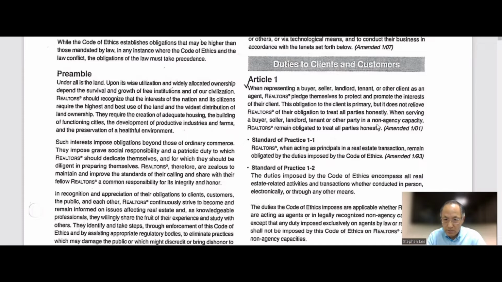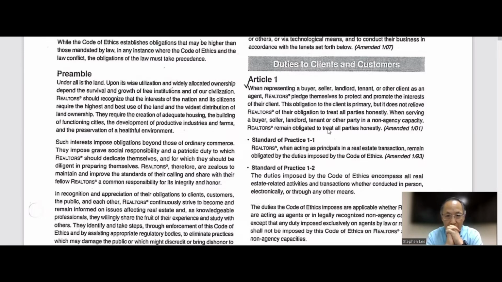But what is non-agency capacity? Well, an agency relationship is a very specific relationship and is legally protected. Non-agency capacity means some other agreement they can have, like a marketing agreement or consulting agreement, etc. Not an agency relationship, but still legally a non-agency capacity. So what it means is this: as a licensee, you have to protect your client's interest.